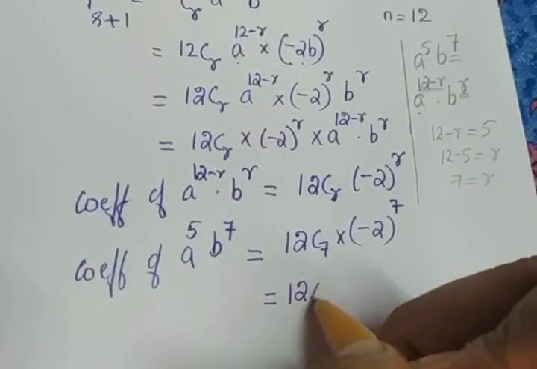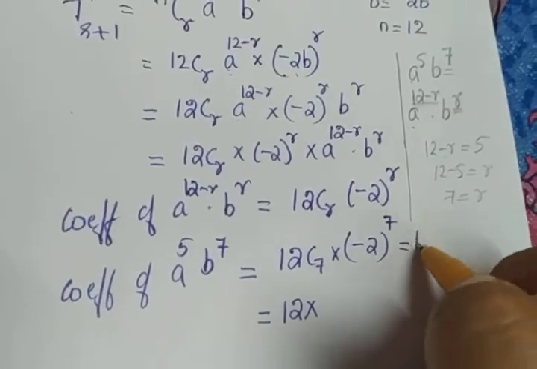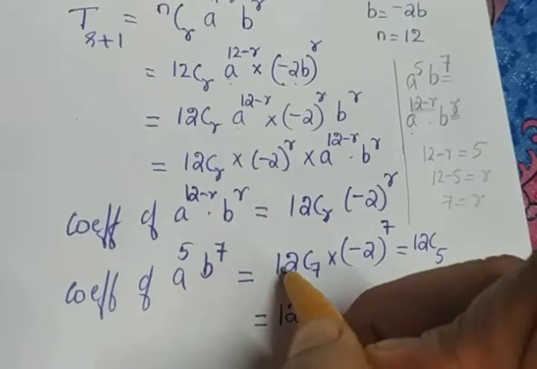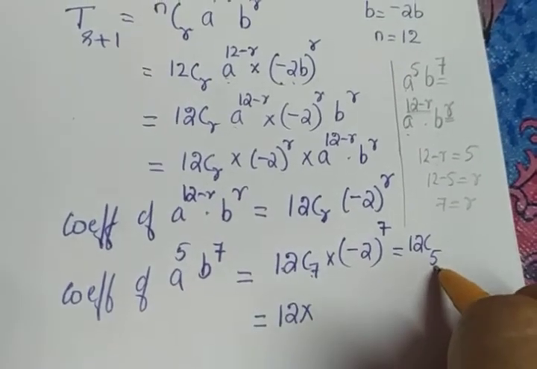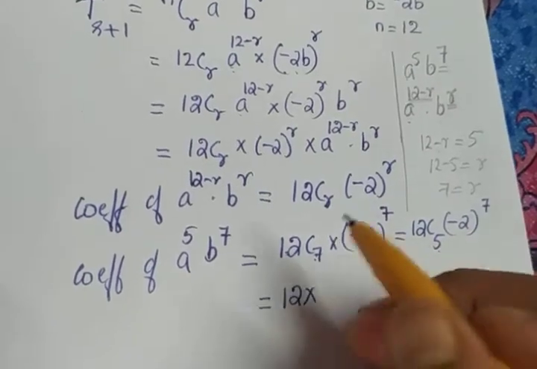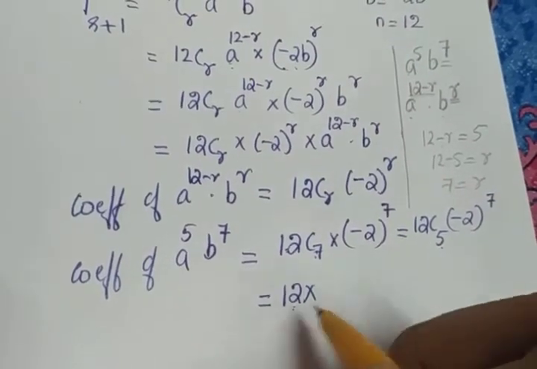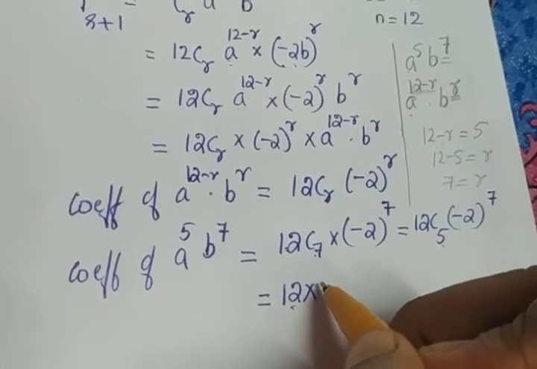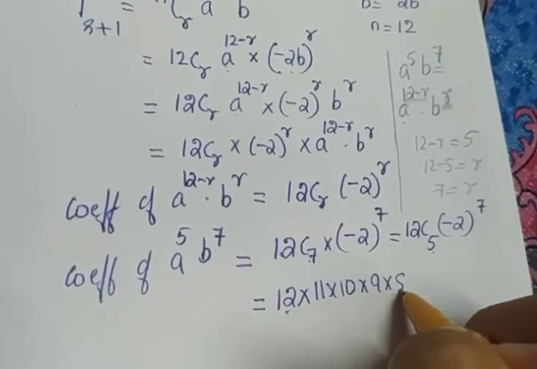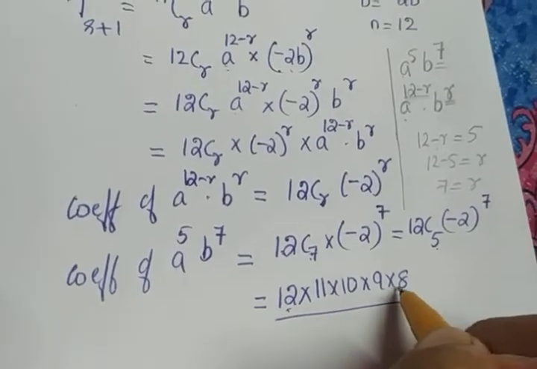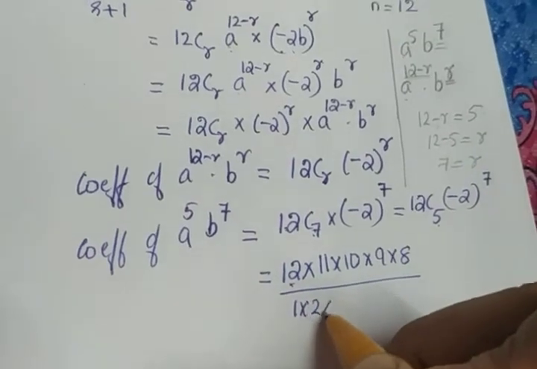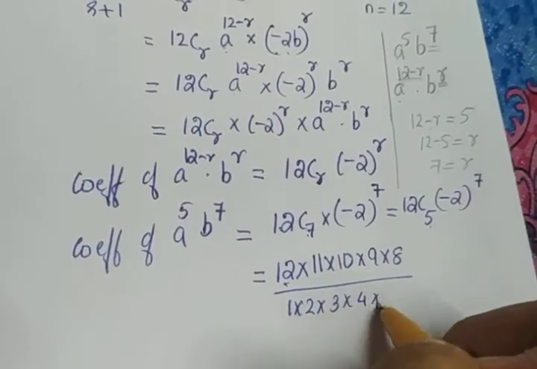12C7 is the same as 12C5 by the property of combination, where 5 comes from 12 minus 7. So 12C5 into minus 2 raised to 7. I am going to expand this term. We write 5 terms starting with 12 in descending order: 12 into 11 into 10 into 9 into 8. 5 integers written in descending order starting with 12. In the denominator I write 1 into 2 into 3 into 4 into 5.